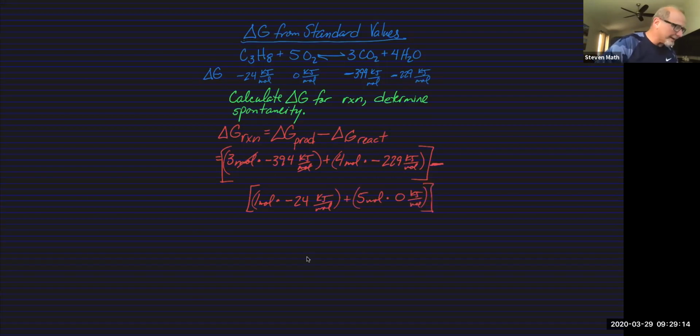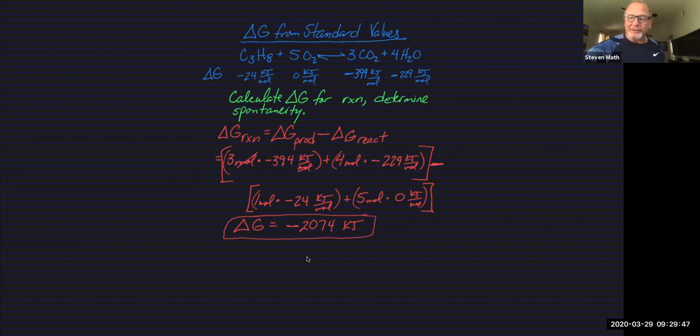Products minus reactants. If we let the TI calculator do all the heavy lifting here, we're going to find out that our delta G value is negative 2074, and that's going to be in kilojoules because our moles have already canceled out. So what we have is something very free energy, exergonic is the word that's used with free energy. That's never going to come into play, but it's a good SAT word for you today, exergonic. So that's just a delta G from standard values.